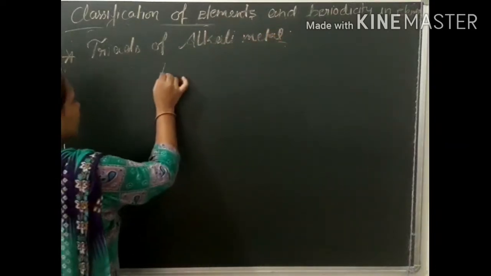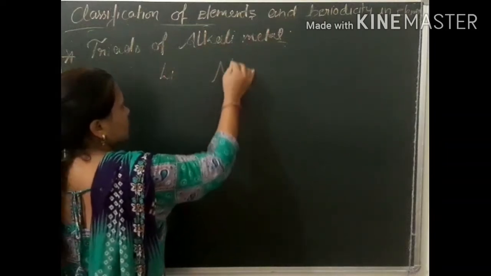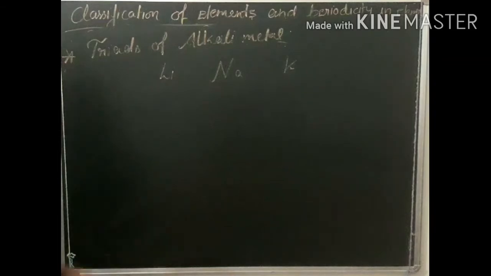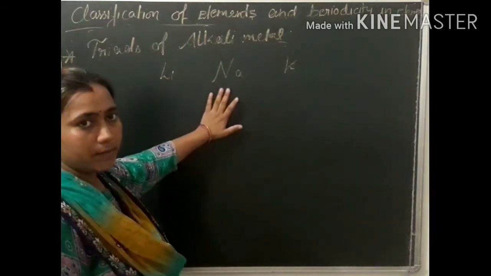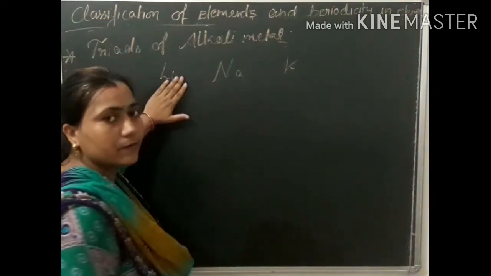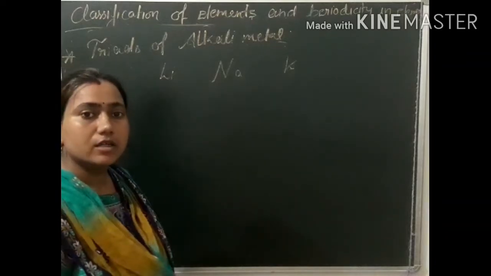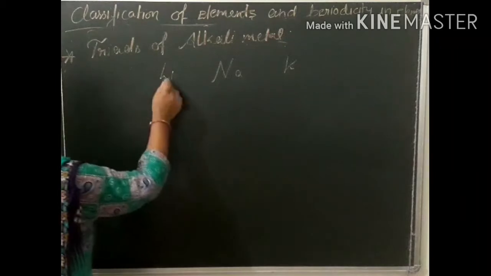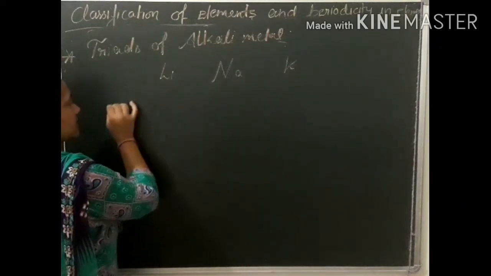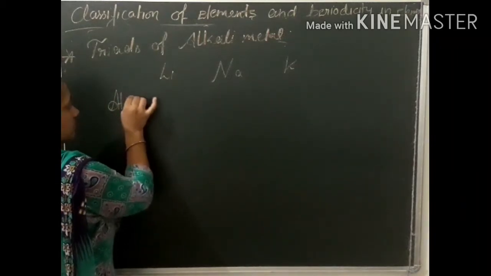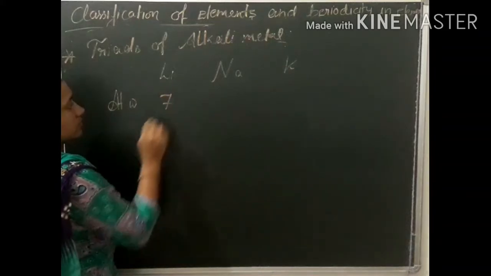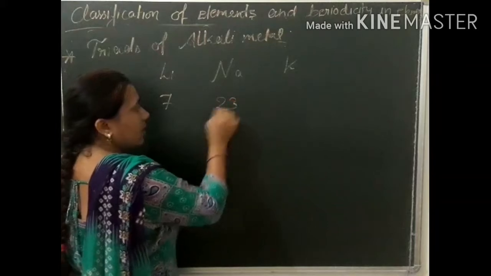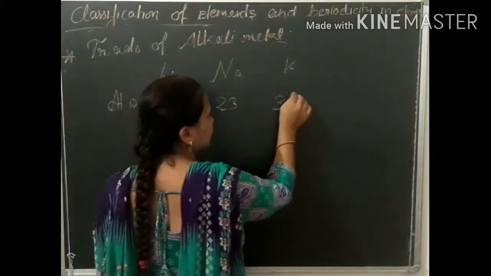That is lithium, sodium and potassium. Here sodium is the middle metal, lithium is the first metal and potassium is the third metal. Now he showed the atomic weight of these elements. The atomic weight of lithium is 7, the weight of sodium is 23 and the weight of potassium is 39.